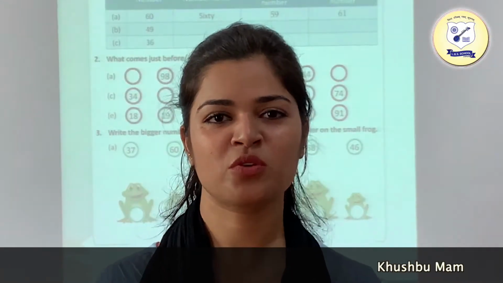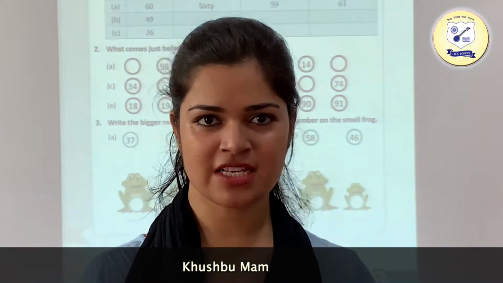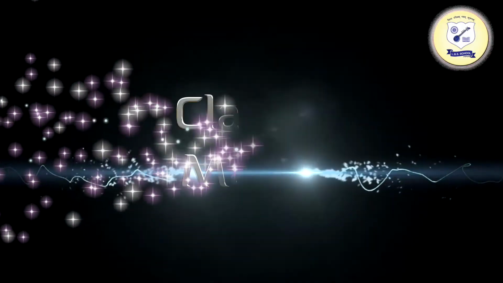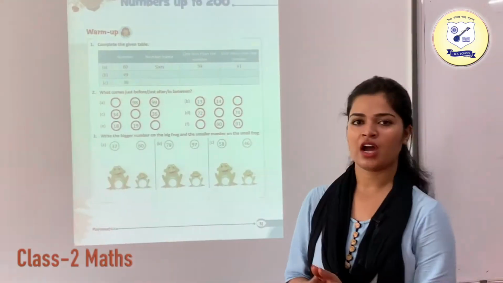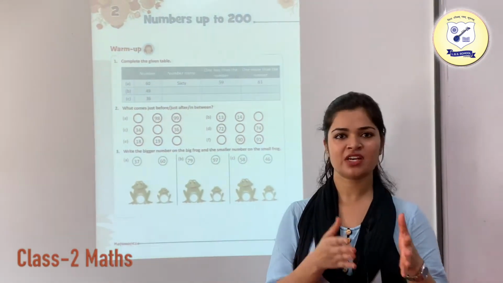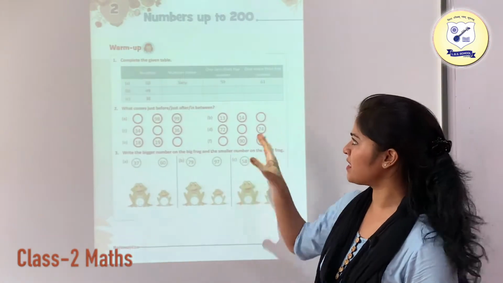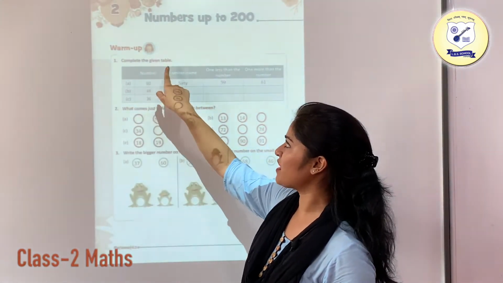Everyone. So now we are going to start our next topic of mathematics for class 2nd, and that is numbers up to 200. Now first of all we are having a few things which are related to chapter number 1. So we are just going to warm up ourselves. Like first of all we are having complete the table.